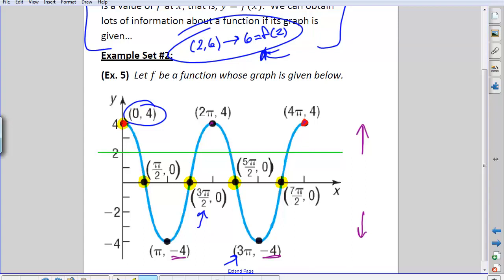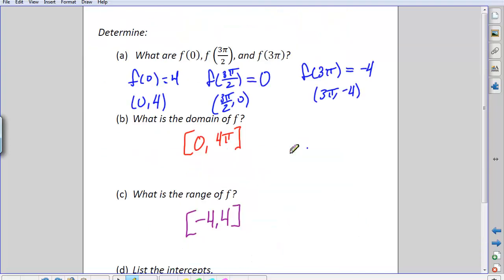And now how often does that intersect our graph? Okay, looks like we've got an intersection. Okay, we've got an intersection here, here, here, and here. So it looks like that line intersects our graph 4 times.